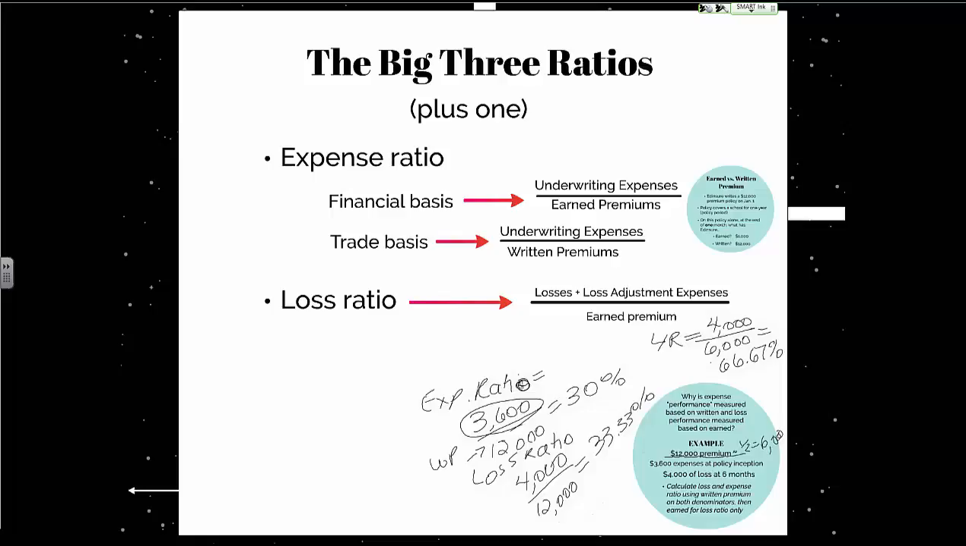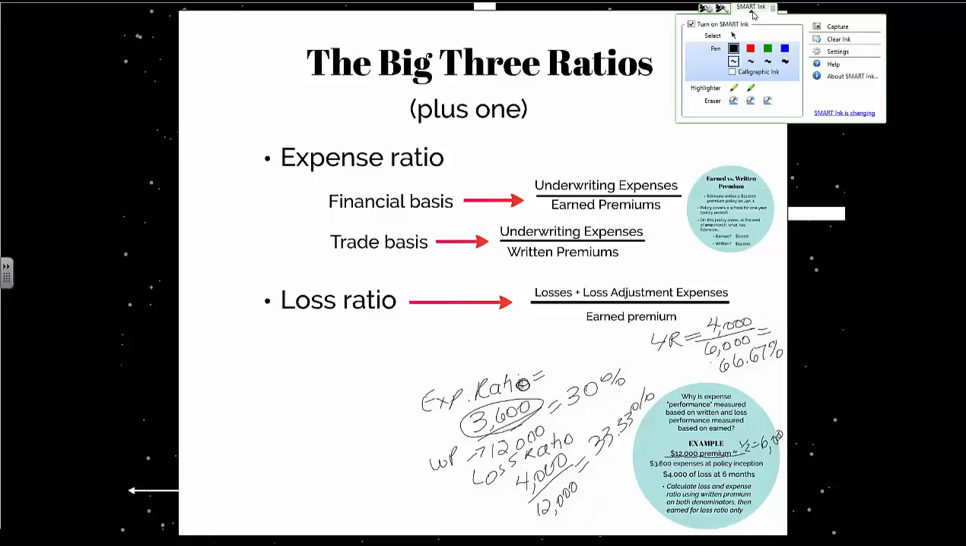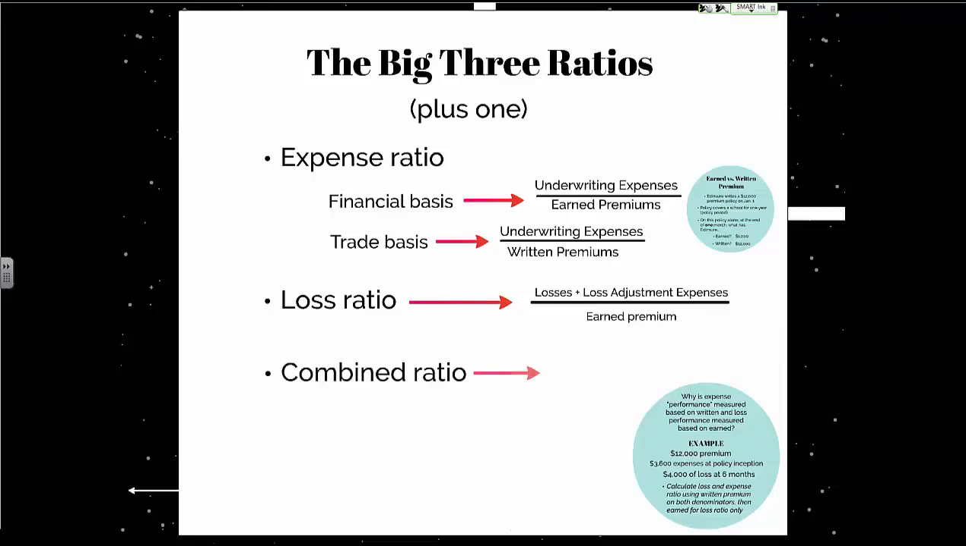inception of the policy. So the 3,600 is based on the total written premium, but the losses don't occur until the premium has been earned. So that's why we use written premium most of the time for the expense ratio, but earned premium for the loss ratio. Now let's look at the combined ratio.